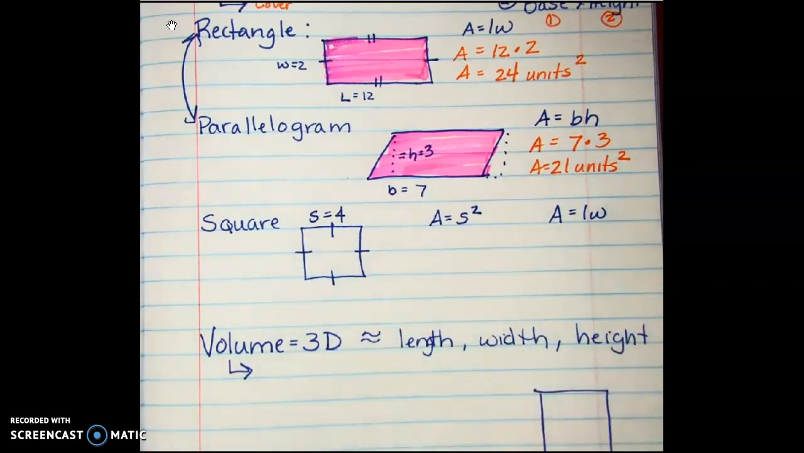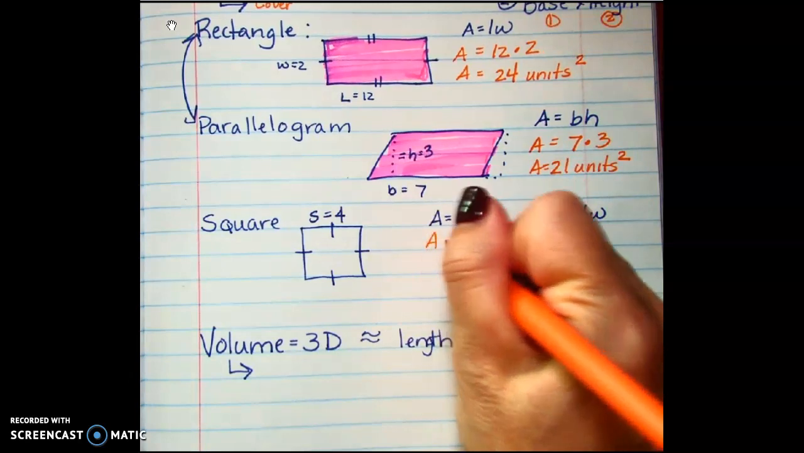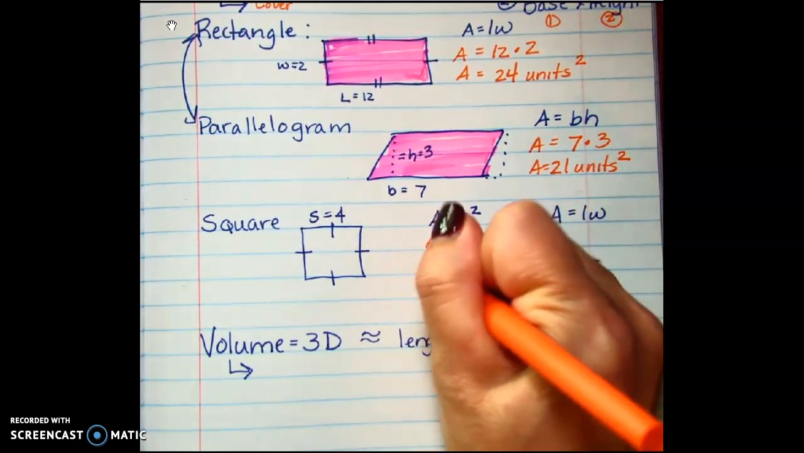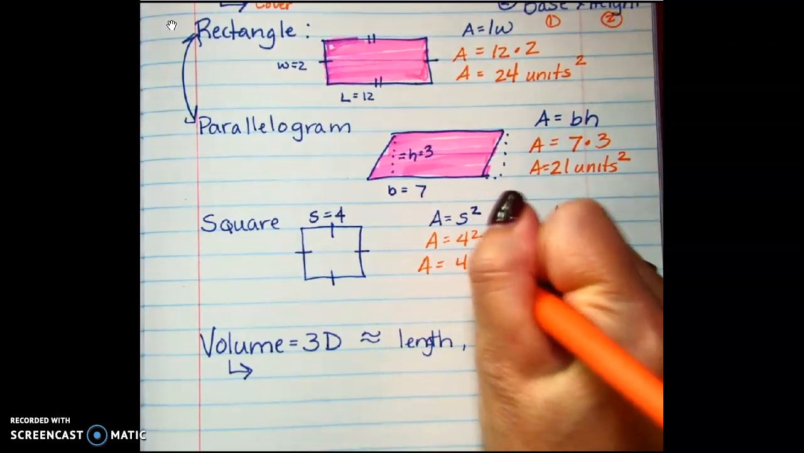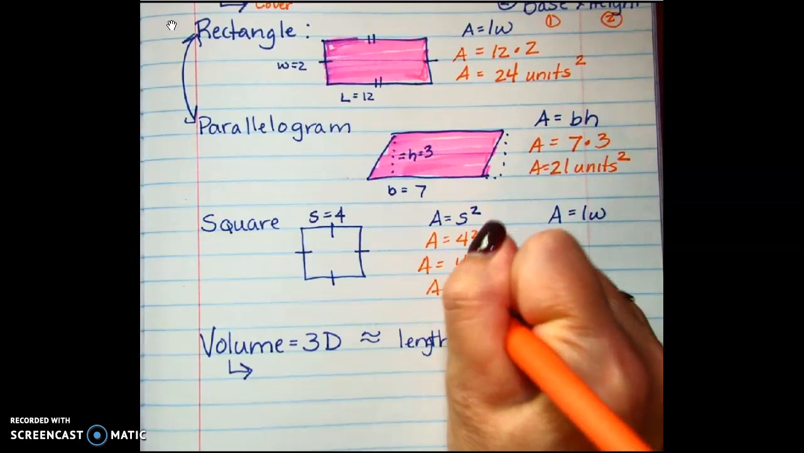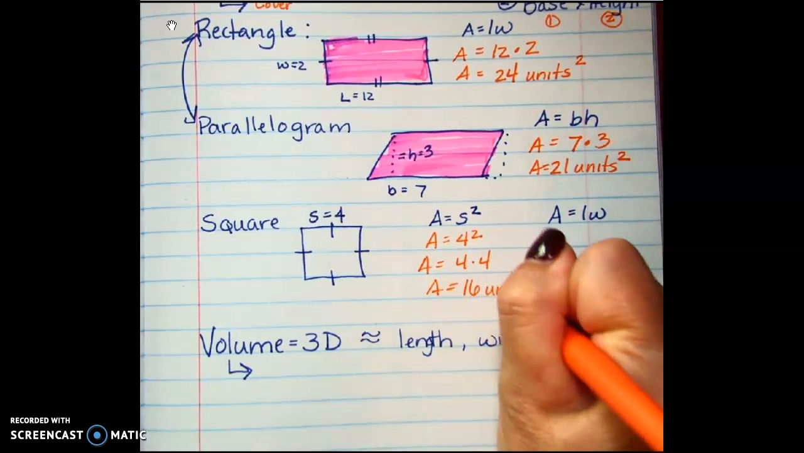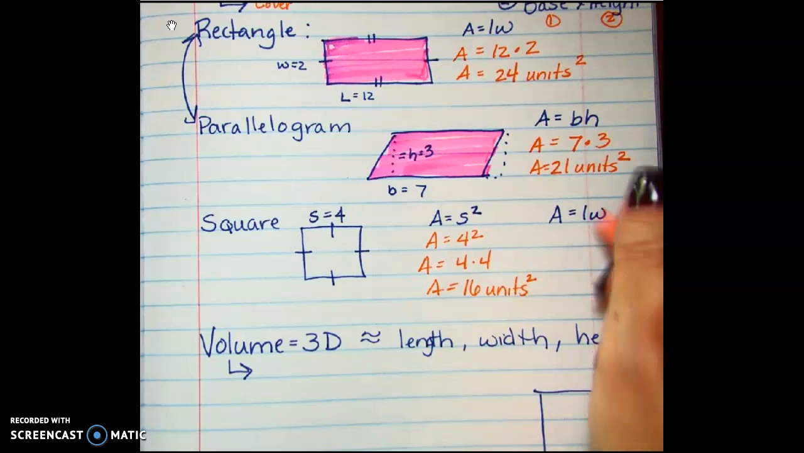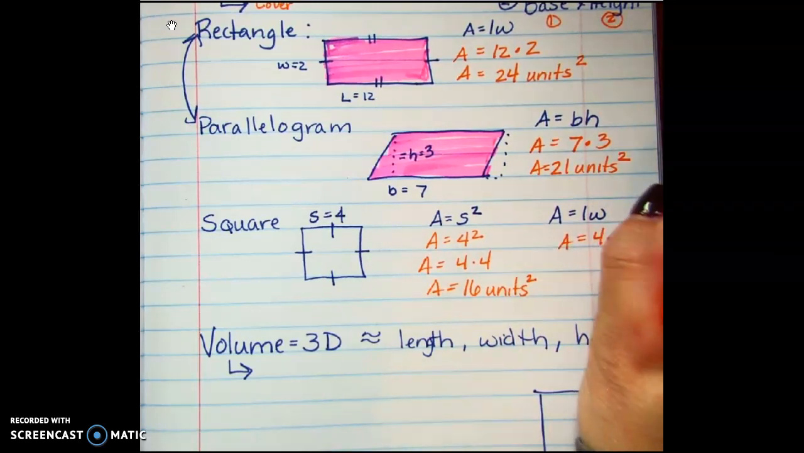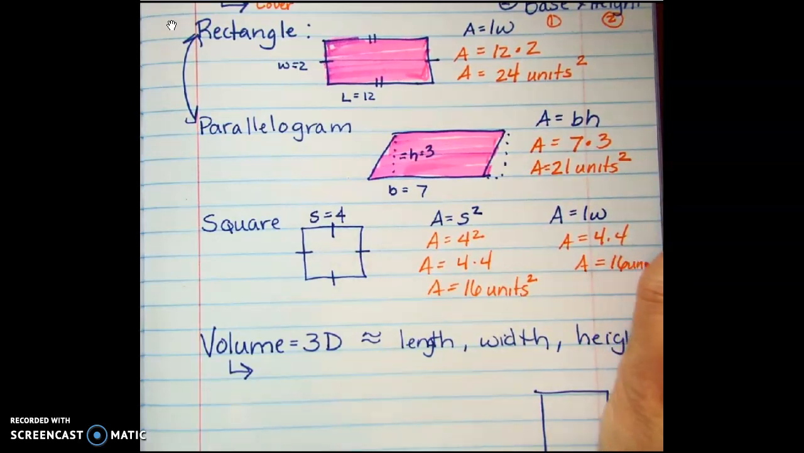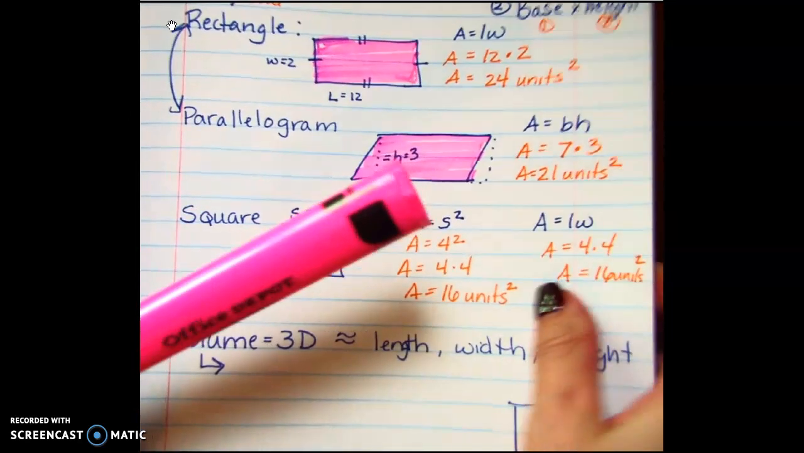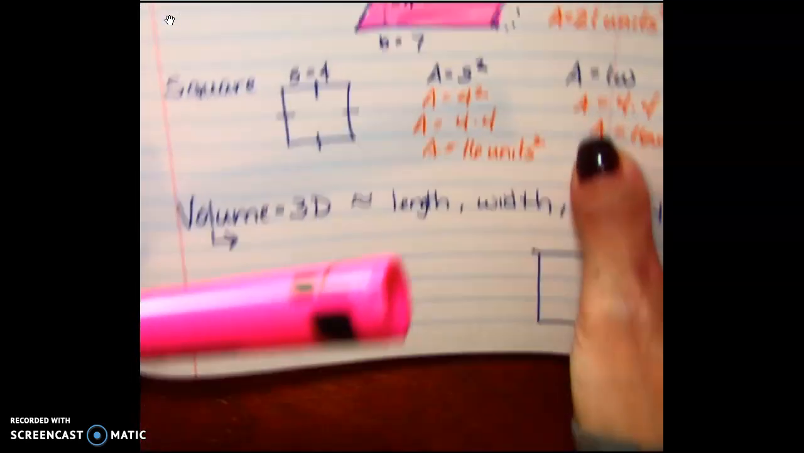So let's plug in area equals 4 squared. Area equals, remember what an exponent means? It means 4 times 4, so area equals 16 units squared. Let's try it here. Area equals 4 times 4, area equals 16 units squared. It worked. Now the last and final formula for an equation is volume.